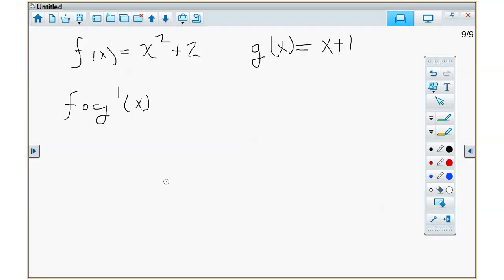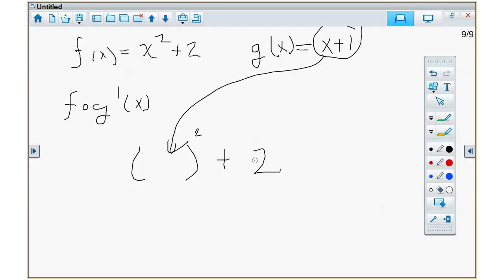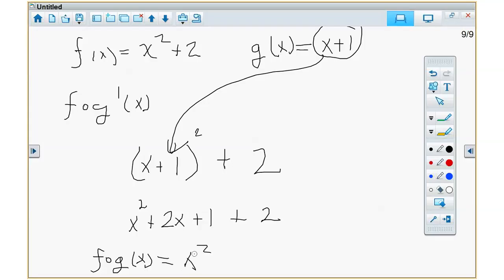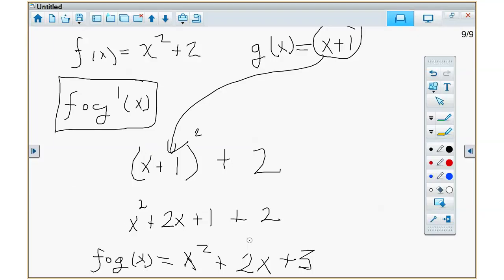Because I told you how to do compose. That means you write f with a big set of parentheses, and then this guy goes into there. But what are we doing? Algebra. So that's x plus 1. So that's going to be x squared, shortcut number 1, plus 2x plus 1, plus 2, and that's going to give us f composed of g of x is equal to x squared plus 2x plus what? Now, what do we want? Derivative. So now take the derivative of that, and that gives you 2x plus what?